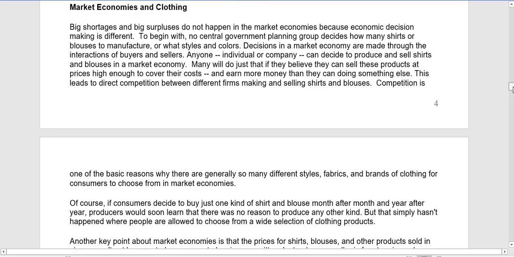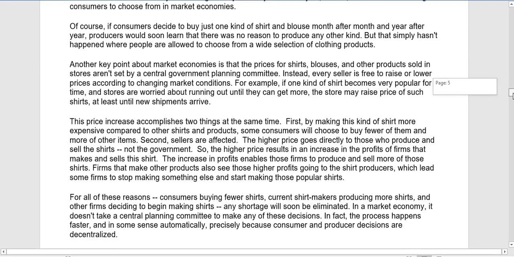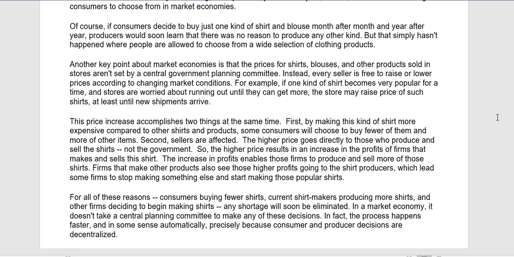Let's keep going here. Of course, if consumers decide to buy just one kind of shirt and blouse month after month and year after year, producers will soon learn that there was no reason to produce any other kind. But that simply hasn't happened where people are allowed to choose from a wide selection of clothing products.